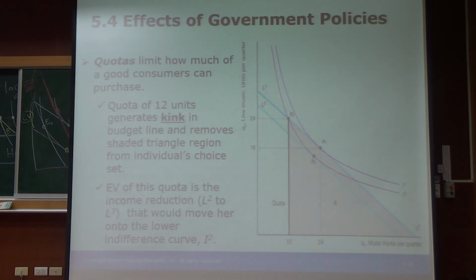So when the E3 happens, that means the quota policy is cancelled, or it doesn't exist anymore. Is that right? Yeah, E3, that means that the quota policy is cancelled. Sure. Not implemented at all. There's no quota.